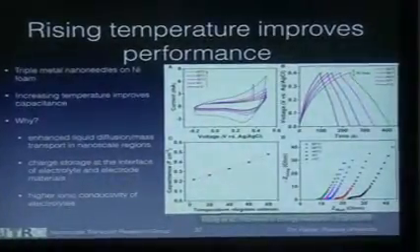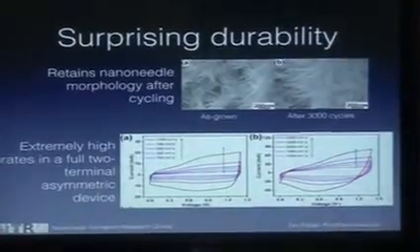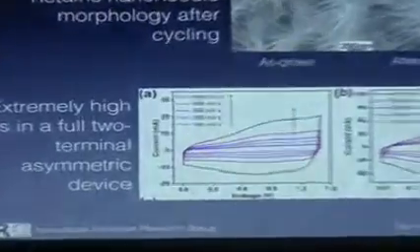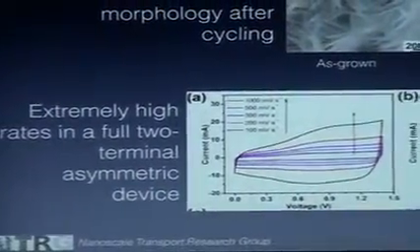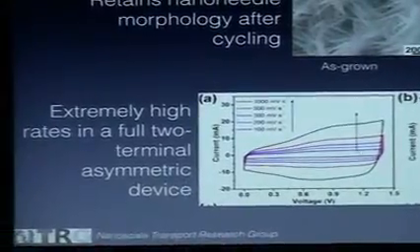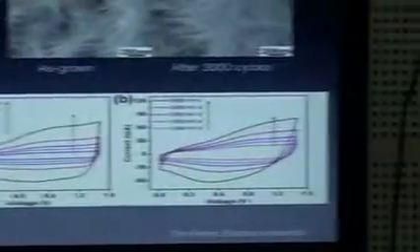Oh, let me go back quick here. I also wanted to show you when we turned the device into a two-terminal asymmetric device. So on one side we had the nanoneedles, and on the other side we had just a carbon electrode. So this was, the hydroxide was the cathode, the all-carbon electrode was the anode. And then we did a CV scan on that.